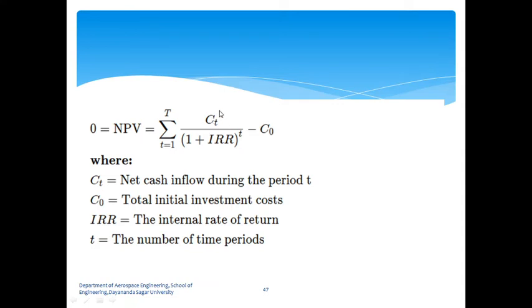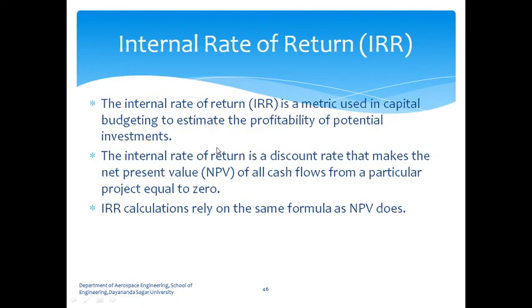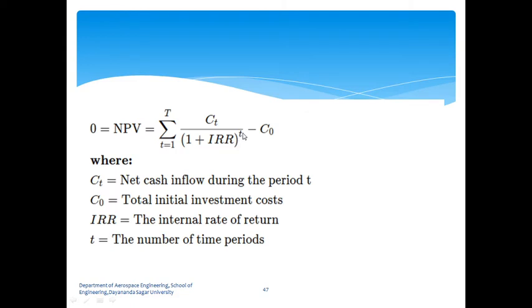So that inflow divided by (1 plus IRR) to the power of t, minus C naught. IRR is the rate of return. This is the present value of the future inflows, and this is the investment you are spending today. So this difference. Probably in the first year you are going to get some money, second year some money, third year a different amount. Accordingly, this will change, CT will change.